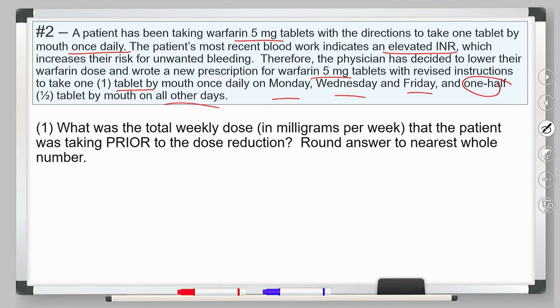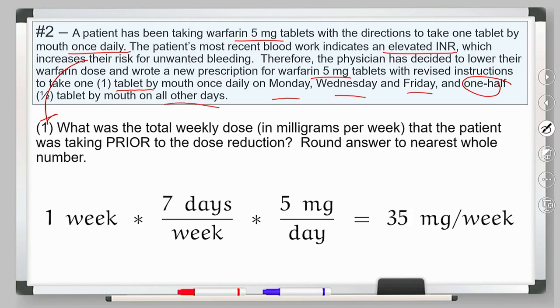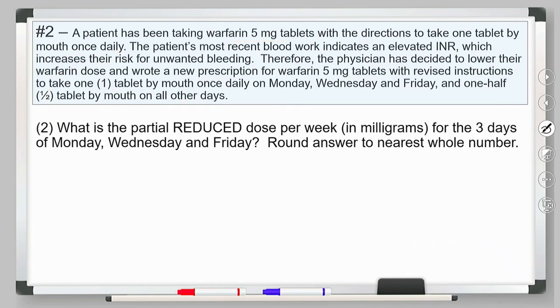So let's start with this. To know the reduction, we need to know where we started from. So what were we doing to begin with? Prior to the reduction, they're taking 5 milligrams once a day, times 7 days per week, which says that they were taking 35 milligrams per week. Easy enough, but make sure you understand that before we lowered the dose, it was 35 milligrams per week.